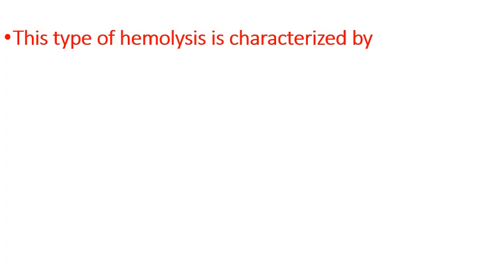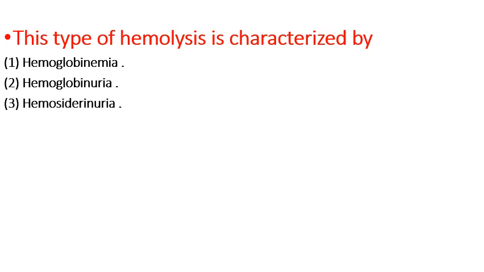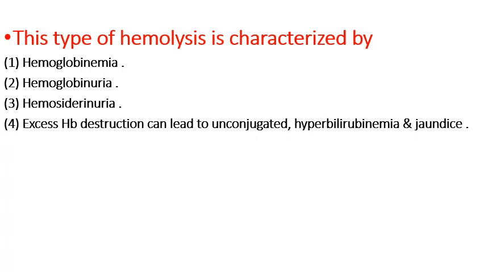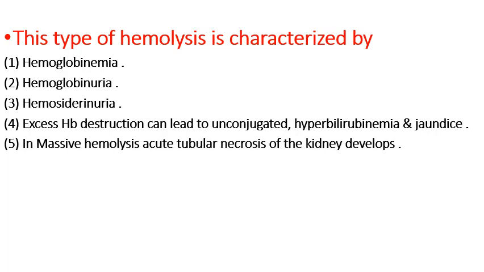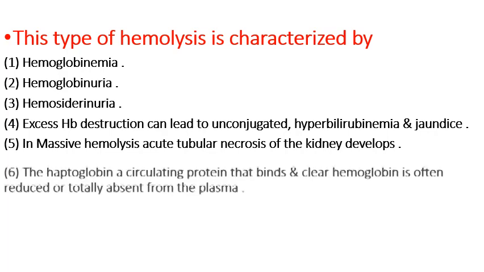This type of hemolysis, intravascular hemolysis, is characterized mainly by hemoglobinemia, an increased amount of hemoglobin in the blood, hemoglobinuria, hemoglobin in the urine, hemosiderin in the urine, and excess hemoglobin destruction leading to unconjugated hyperbilirubinemia and jaundice, yellow discoloration of the skin and sclera. In massive hemolysis, acute tubular necrosis of the kidney develops, and eventually it leads to chronic renal failure.